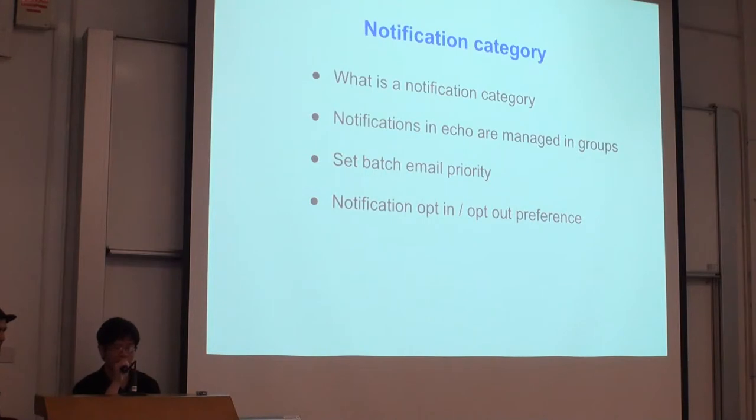So notification category. What is a notification category? Basically, a notification category is used to manage notifications in groups. For example, you want to set the batch email priority for a set of notifications, and you also want to set the RP algorithm for a set of notifications. Basically, this will make the implementation easier, and also makes the user experience much better.